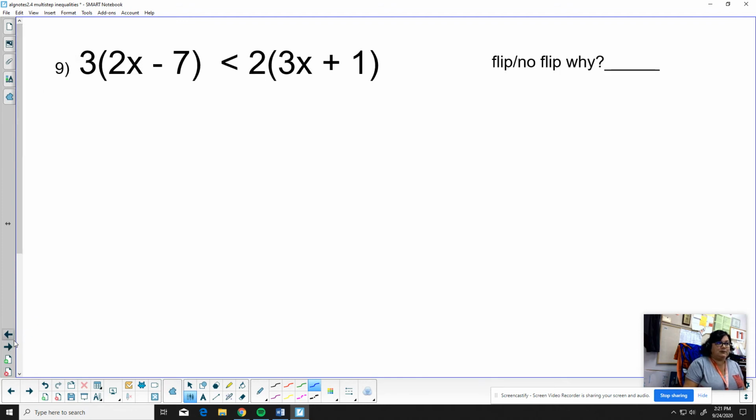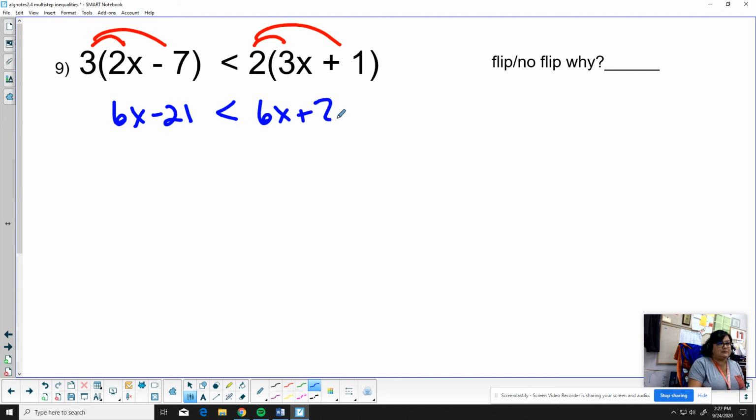All right, let's try this one. This one's got distributive property on both sides, and it's got variables on both sides. So we're going to distribute the 3 on the left and the 2 on the right, and let's see what happens. So 3 times 2x is 6x, and 3 times negative 7 is negative 21. And then over here, I've got 6x, positive 2.